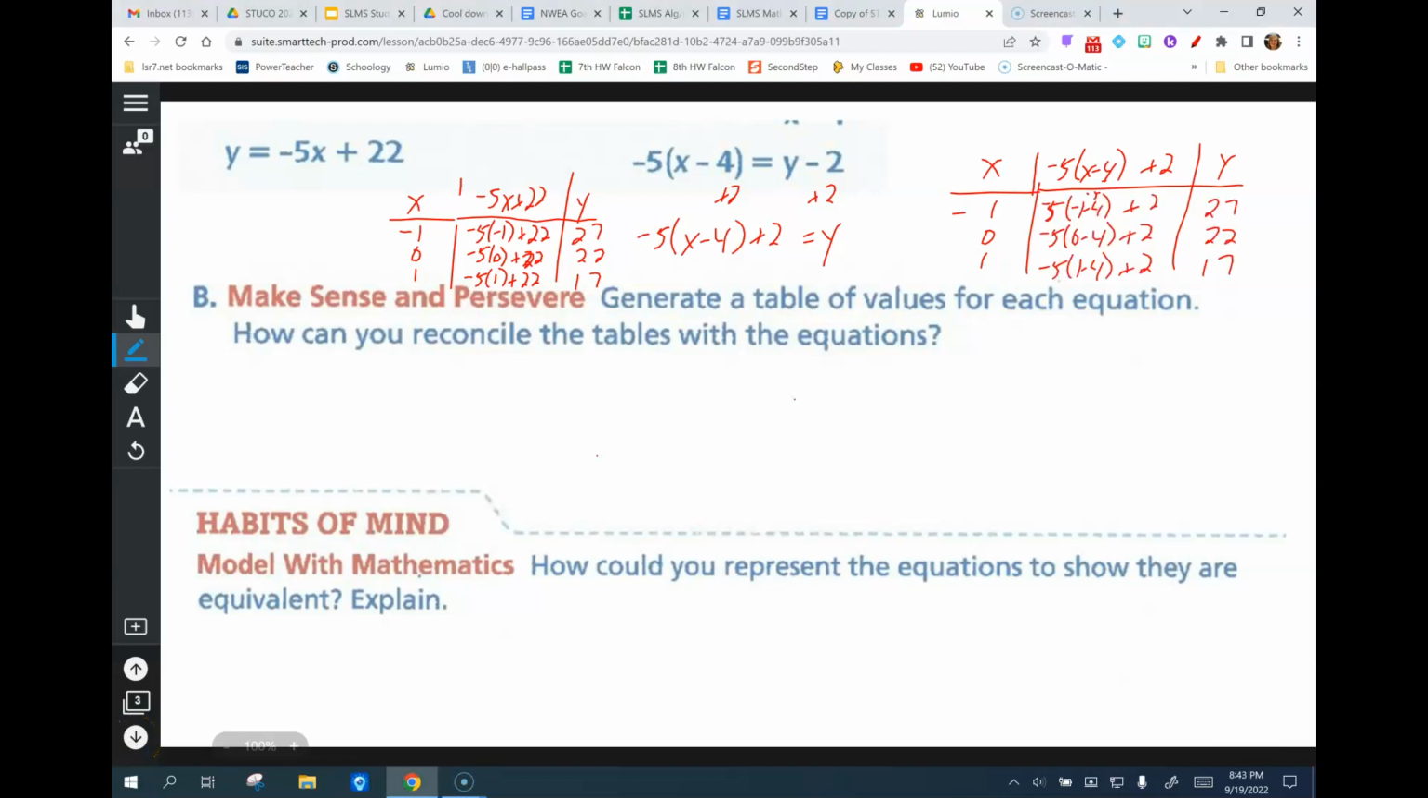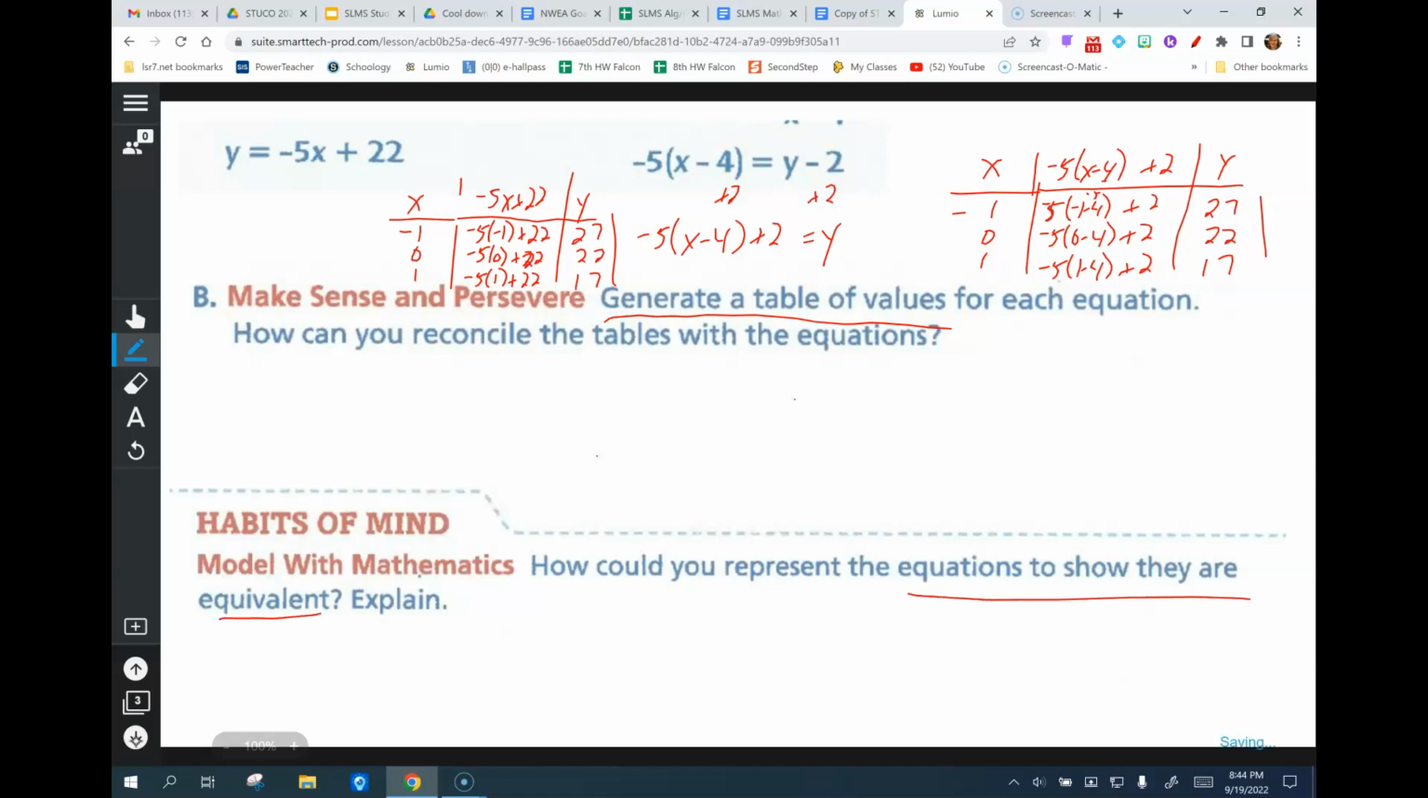So by generating a table of values, we have found out that we get the same values. When I plug in the same x values in both, I get the same y values in both, okay? So that's one way I can reconcile. I plug the same x values in, I get the same y values out. Okay, that makes sense.